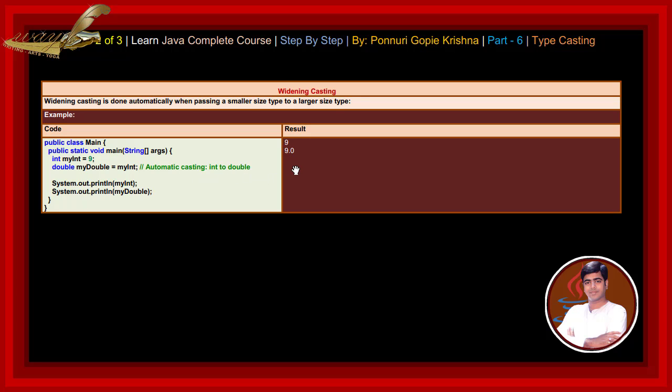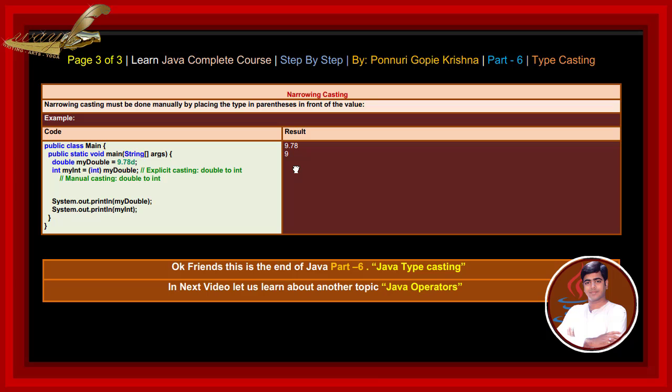See 9.0. Narrowing casting must be done manually by placing the type in parentheses in front of the value. See here, now we are giving some parentheses: (int) myDouble, explicit casting double to int, manual casting double to int. See 9.789.